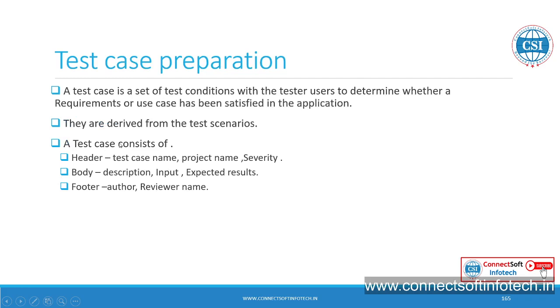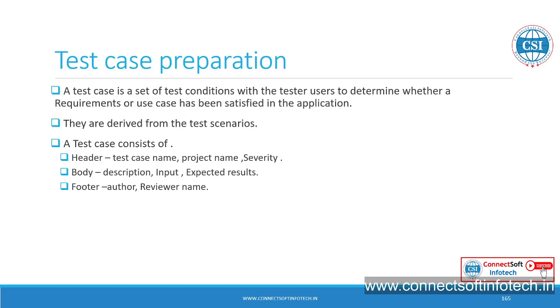The test case is a set of conditions used by the tester to determine whether the requirement or use case has been satisfied in the application or not. It's a set of test conditions. So it's a one-line sentence to test the condition with the tester user to determine whether the requirement, or you can say the use case, has been satisfied in the application or not.